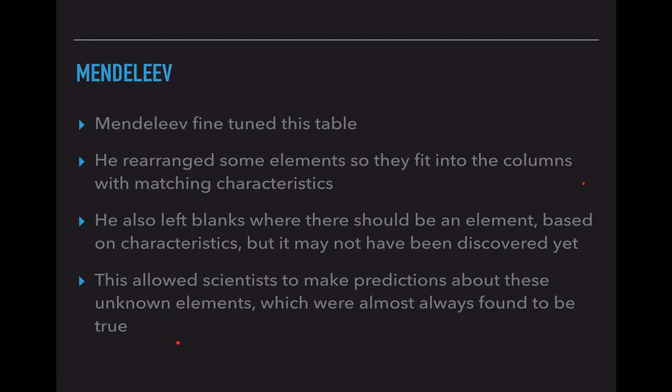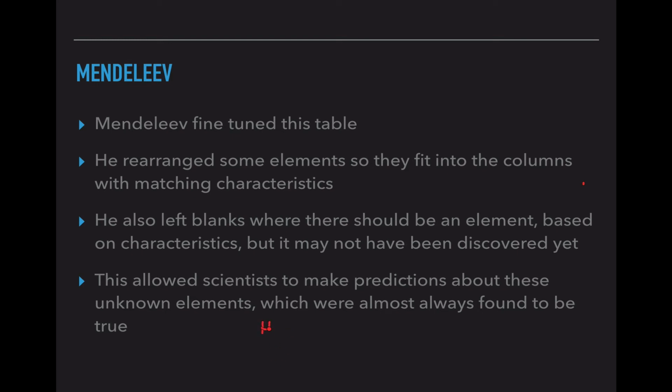Mendeleev was a person who ended up fine-tuning this table. He rearranged some of the elements so they fit into the columns with matching characteristics, but he was also able to leave blanks where there should be an element based on missing characteristics, but it may not have been discovered yet. This allows scientists to make predictions about unknown elements, which were almost always found to be true.